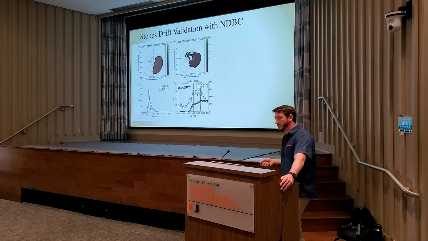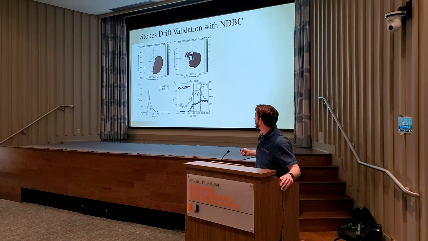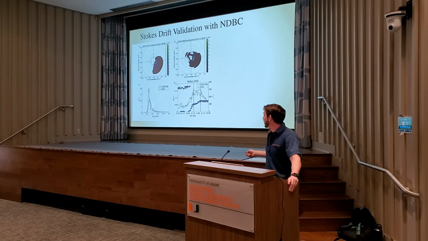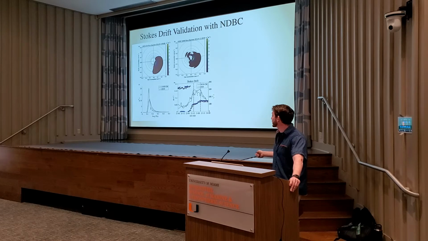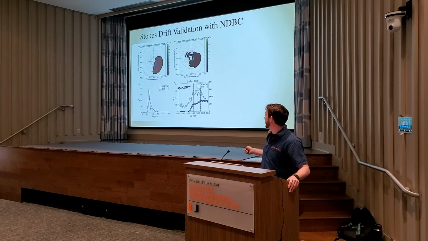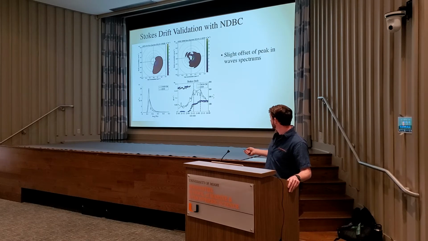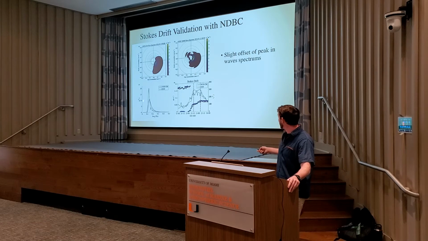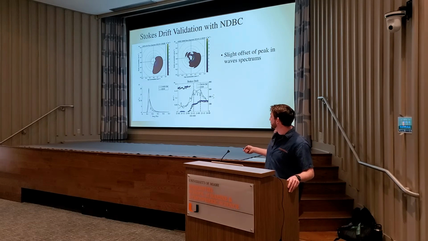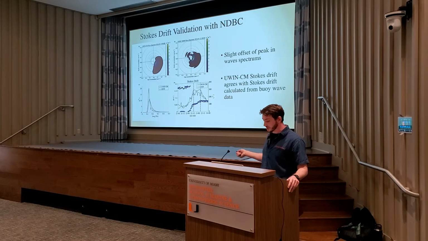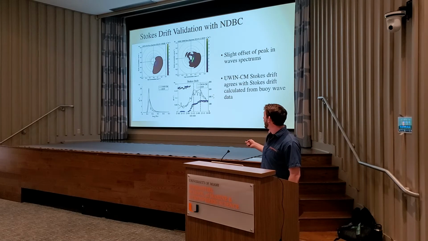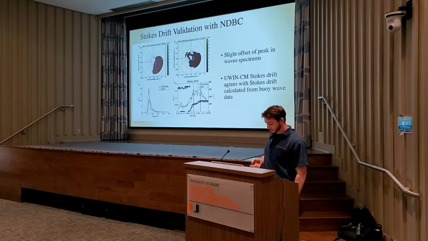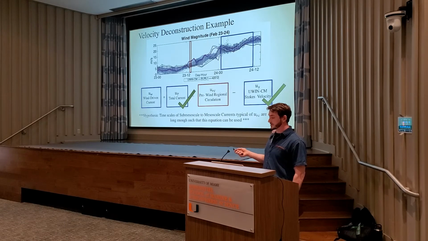So first we're going to look at some Stokes drift validation. Here I'm showing the 2D wave spectrum from the model and from wave buoy 42040, and the 1D spectrum as well. And here I'm showing the Stokes drift calculated from each of these wave spectrums in time throughout our January high wind event. So we can see there's a slight offset in the peaks between these wave spectrums. But at the end of the day, the Stokes drift that we calculated from both the observed wave data and the modeled wave data agree to a reasonable extent. So we have our Stokes drift.